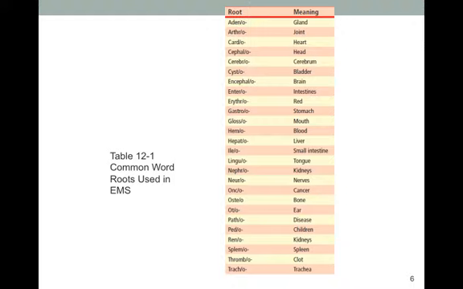So these are some common root words used in EMS. Adeno, meaning gland. Adenopathy would be diseased gland. Cardio, cerebrum, entero, intestines. Erythro, red. Gastro, stomach, and so on. Reno, kidneys. Trachea, and so on. This is table 12.1. I would suggest that you look over these and become very familiar with them.